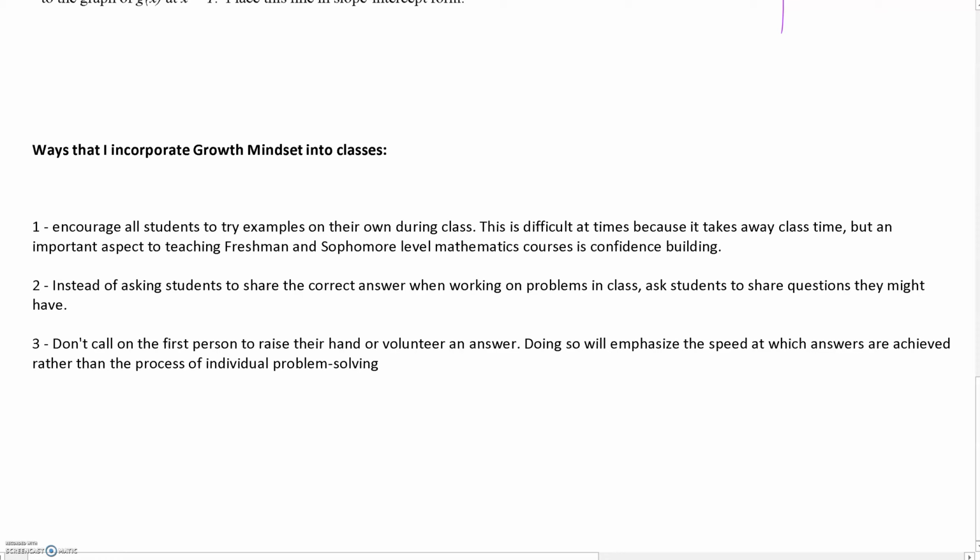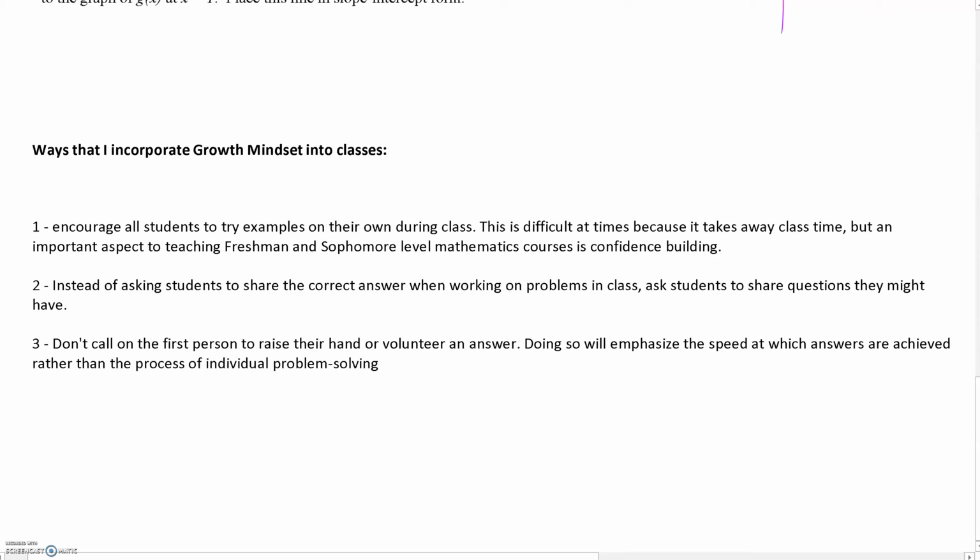The first is to encourage students to try examples on their own during class, rather than just me doing multiple examples on the board and having them copy them down in their notes. I usually try and show an example, then give them a little bit more difficult of an example to work on their own. The difficulty with this is that it takes away class time, but it's an important aspect when teaching freshman and sophomore level students that they're able to do this. They can do this. It's going to be a struggle, but they're going to be able to persevere and succeed.